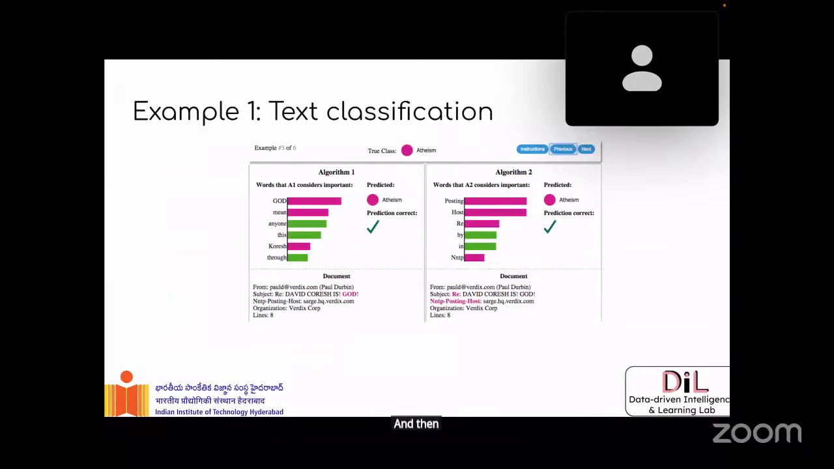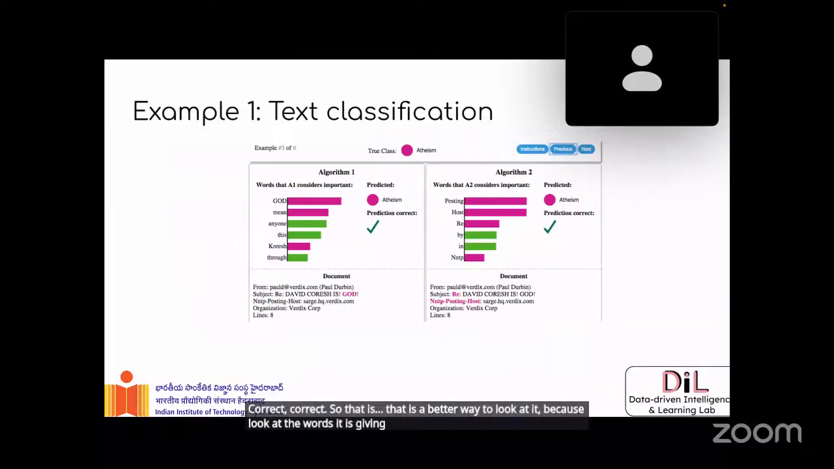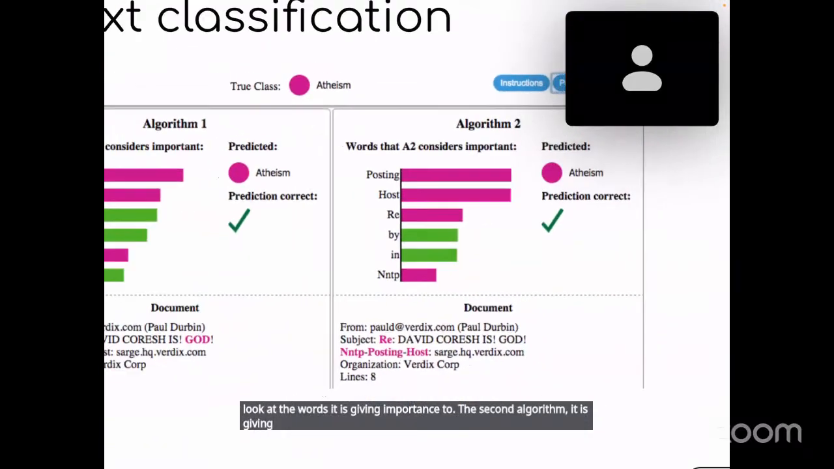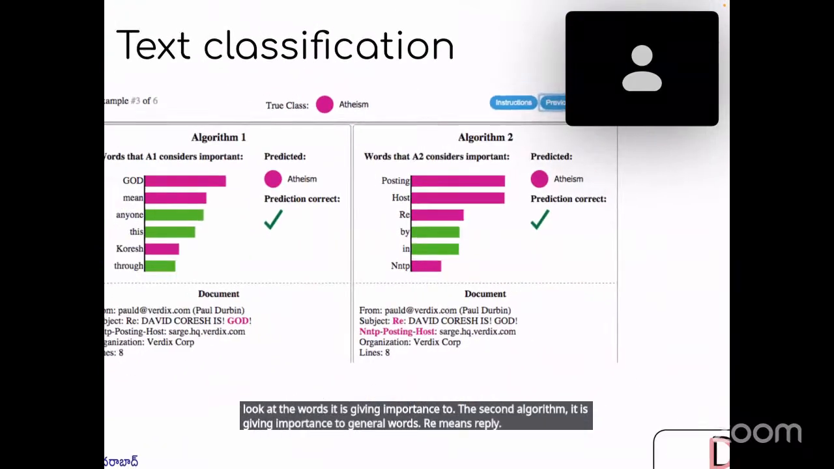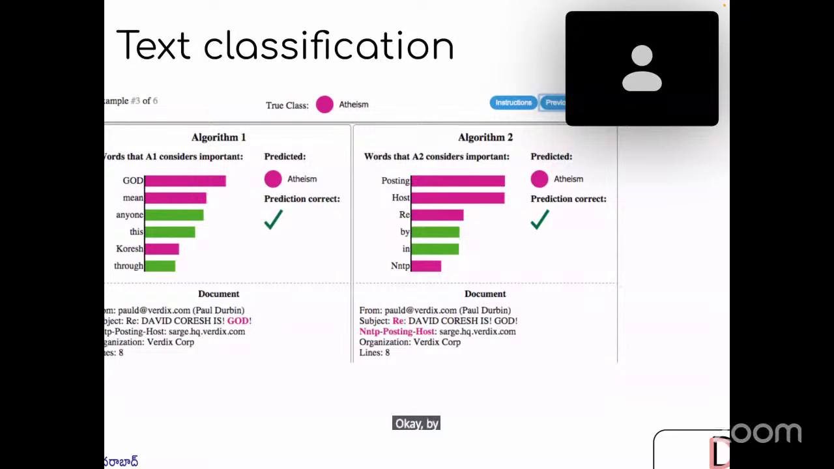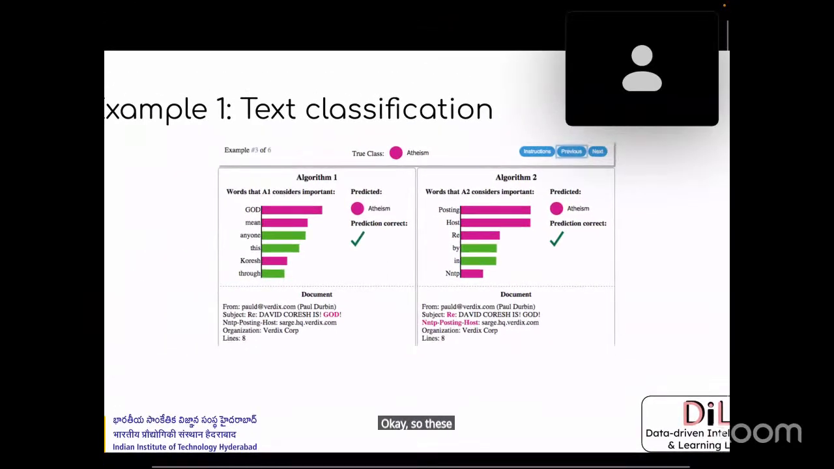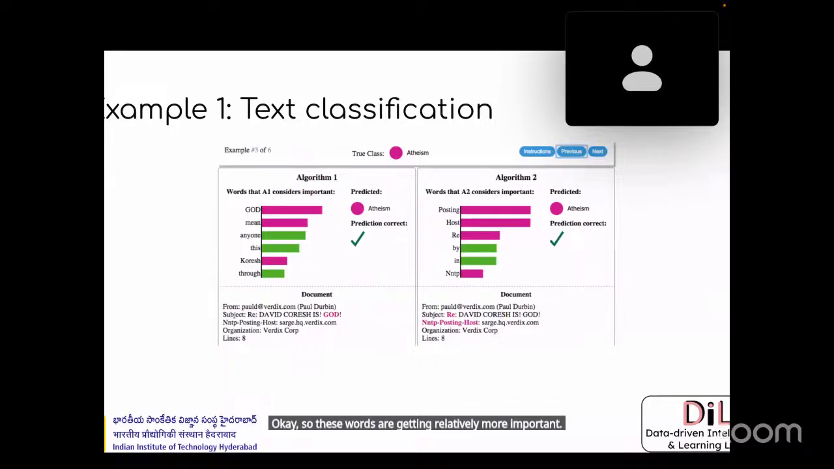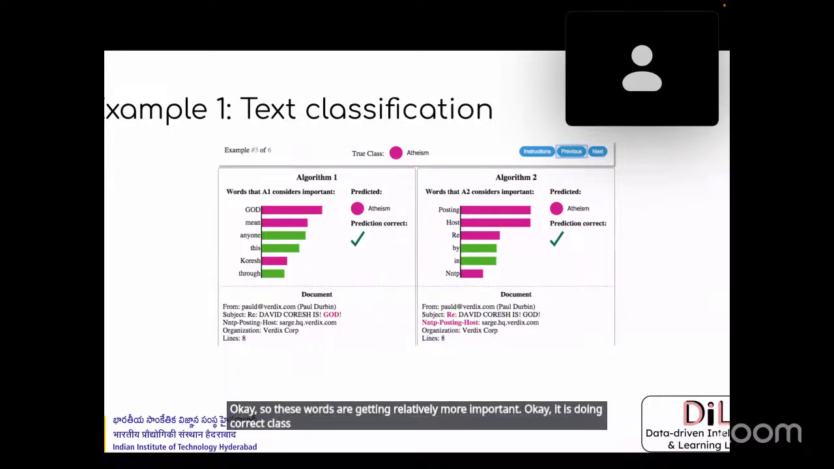and then it has come to a conclusion. Whereas for algorithm 2, the feature may not be proper. Correct. That is a better way to look at it, because look at the words it is giving importance to. The second algorithm is giving importance to general words. RE means reply. By, in, NNTP, something technical, not related to Christianity or atheism. These words are getting relatively more importance. It is doing correct classification, no doubt about it, but somehow the explanation is not reasonable.